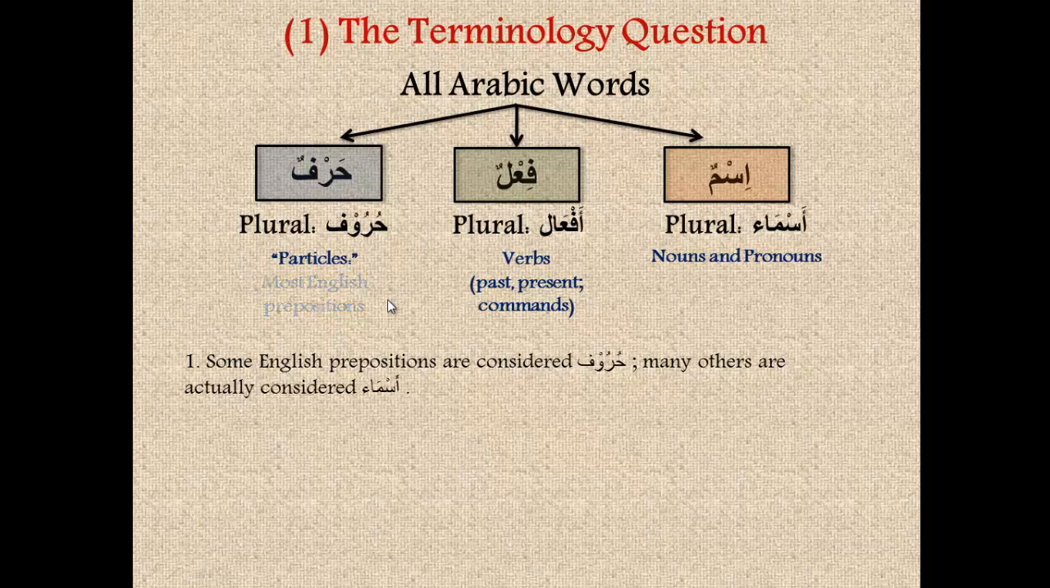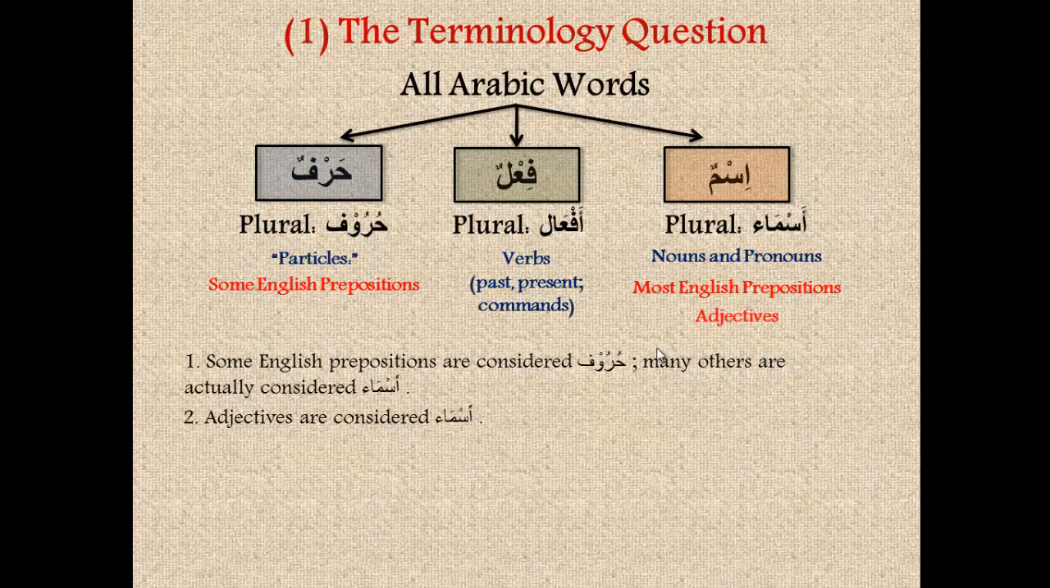In reality, most English prepositions actually go here. They go under the category of asma', and only some English prepositions fall under the category of huruf. So that's mistake, quote-unquote mistake number 1. Number 2 was more of an omission. So I forgot to mention that adjectives are actually considered asma in Arabic. So adjectives fall under this category of asma.